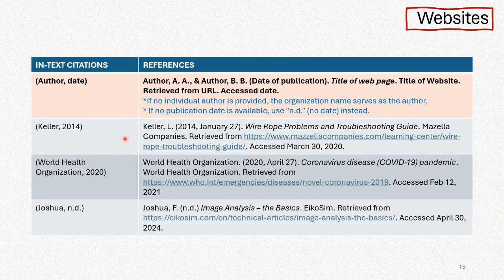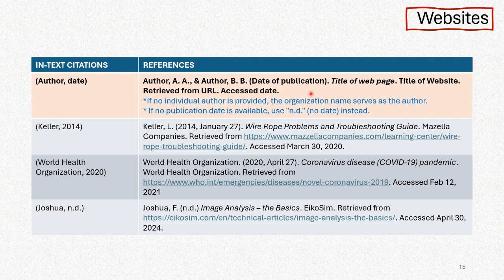For in-text citations, similar to other sources, you should write the author last name, comma, followed by date. In its corresponding reference, you should write according to this format. List down all the authors, write the date of publication in parentheses, and then write the title of the web page in italic, followed by the title of the website.